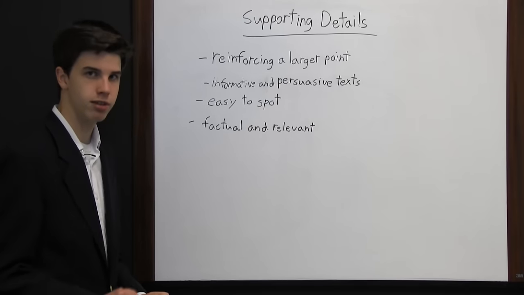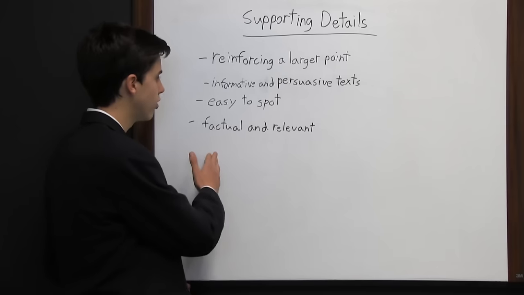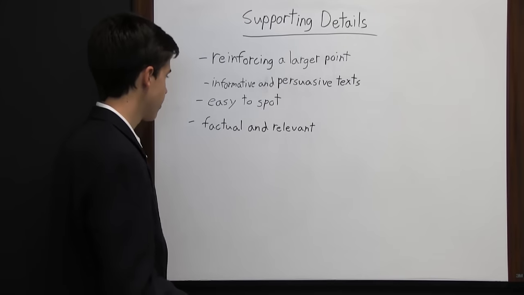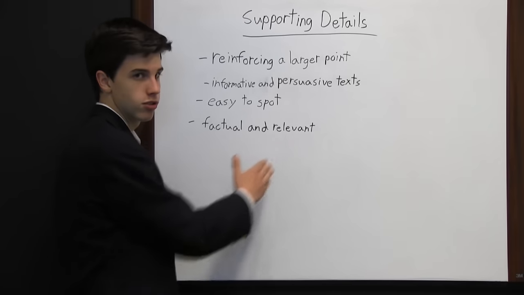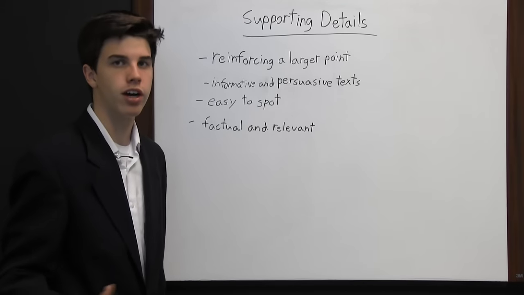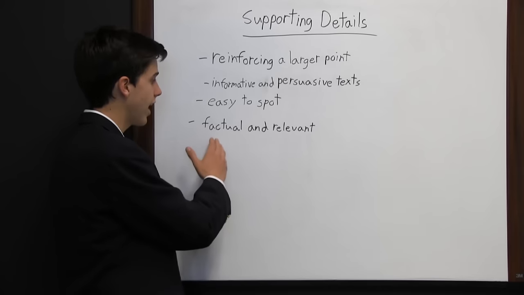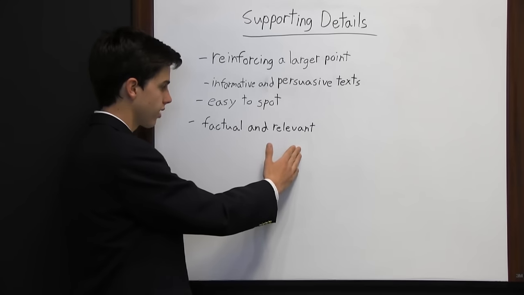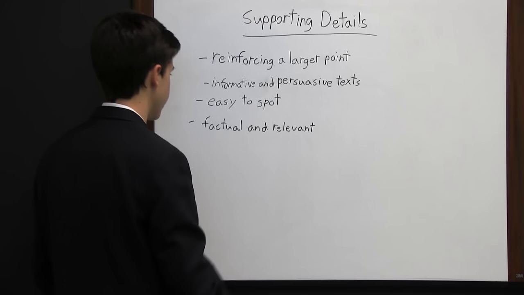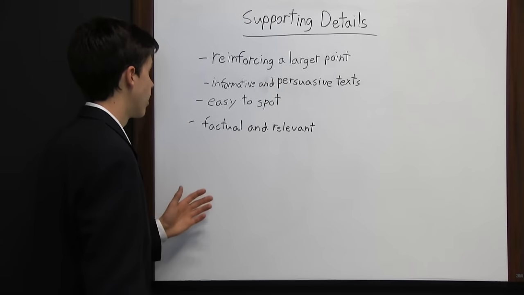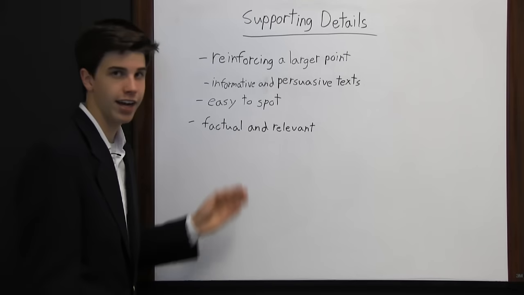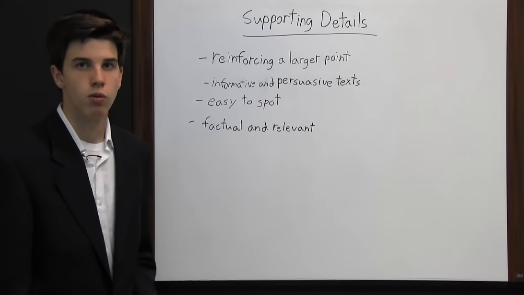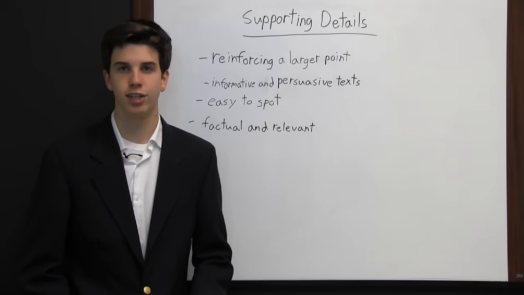Supporting details need to be two things. They need to be both factual and relevant. Because if something is totally accurate and factual, but it's not relevant to the main idea, then it's no good. The supporting detail needs to be accurate and needs to relate back to the main idea. And if a supporting detail is very relevant, if it pertains to the main idea, but it's not accurate, then again, it's no good, because what good is information that is not true?